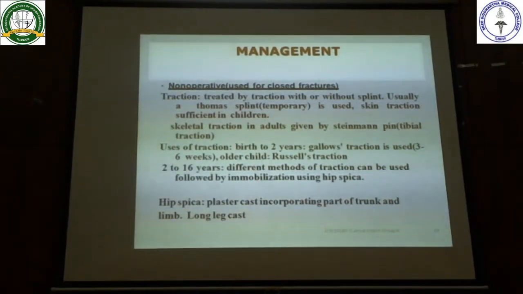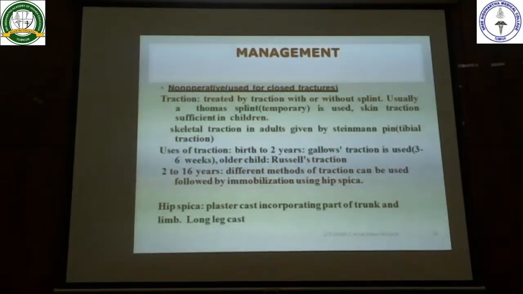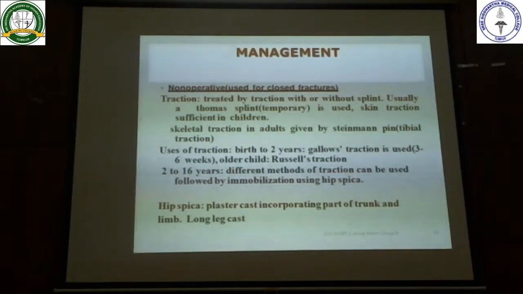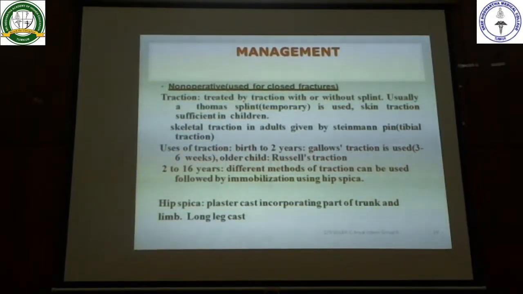Sometimes what I mean to say here is different: how you treat the femur shaft fracture differently in children and in adults. For example, in children up to 2 years you can use something known as a gallows traction. Again, I have a diagram for that, whereas in an older child, you use what is known as a Russell's traction.